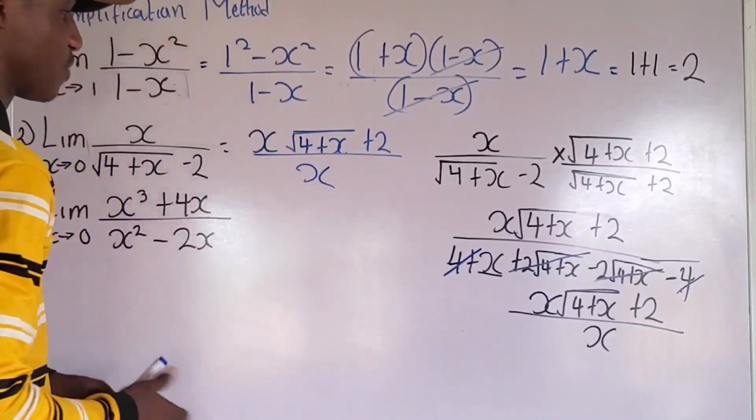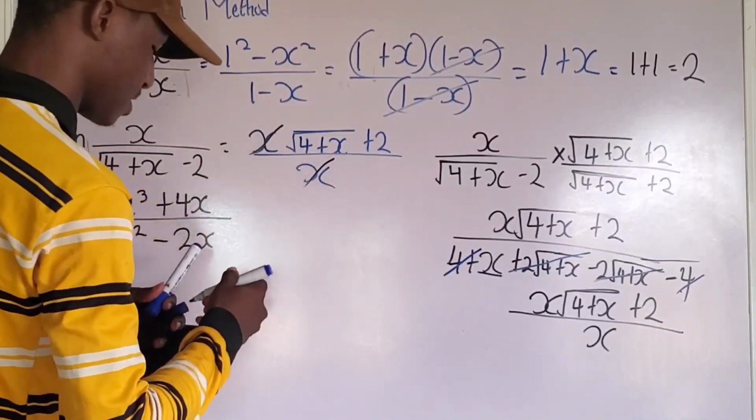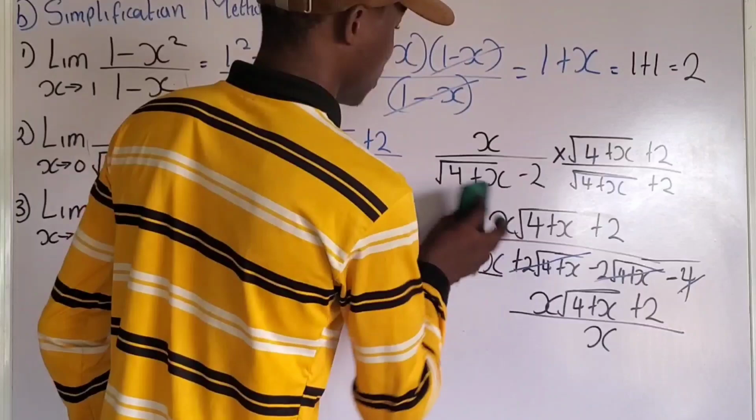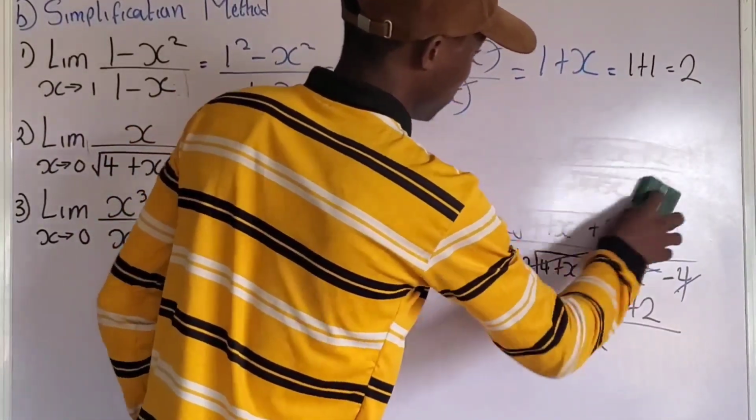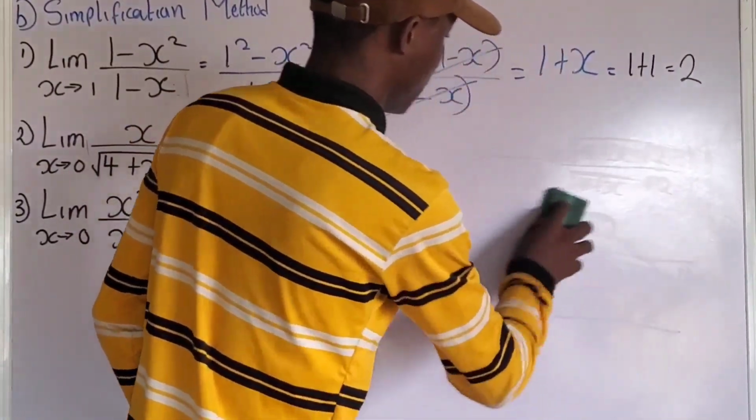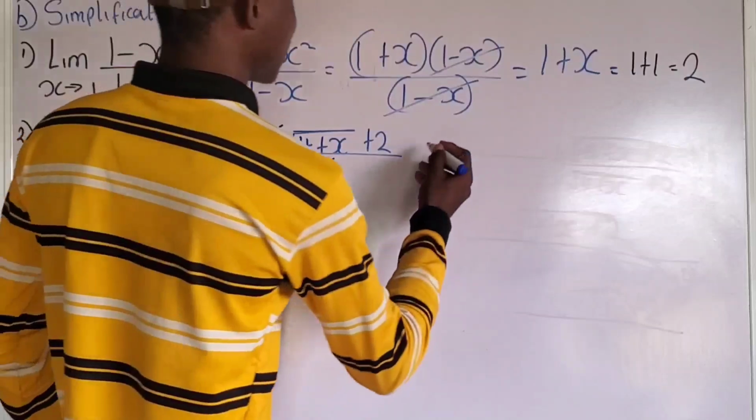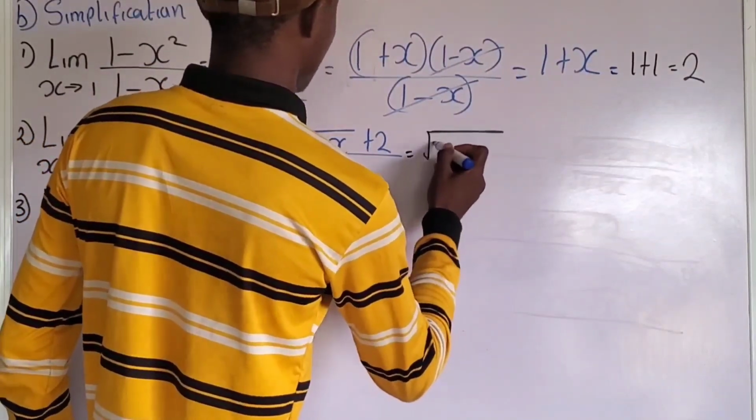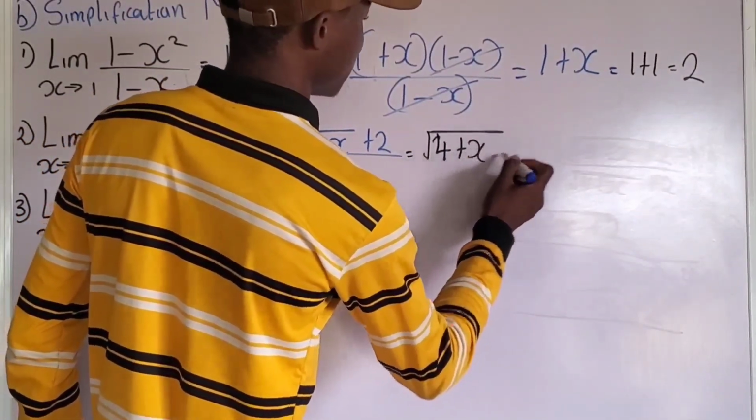Now, don't forget as well that this x can cancel this x. So we are left with what? We are left with root 4 plus x plus 2.